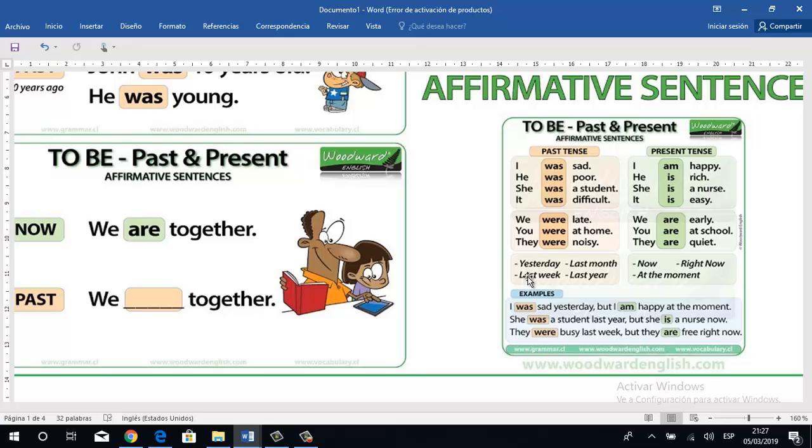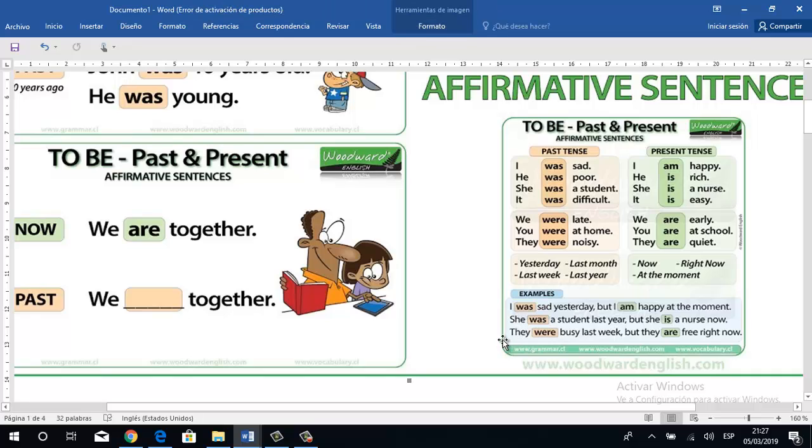Last month is like, for example, now we're in March, last month was February. Alright, something like this. And like last year was 2018. And in present we use now, right now, and at the moment, which are present words. For example, I was sad yesterday, but I am happy at the moment. She was a student last year, but she is a nurse now. They were busy last week, but they are free right now.